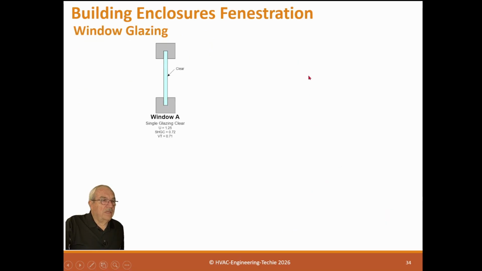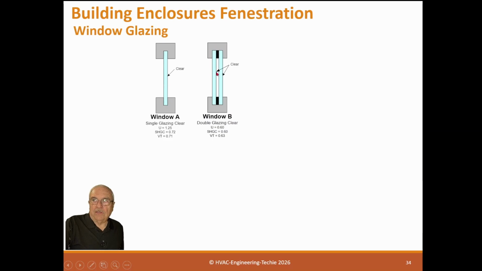So here's the different things available for glass. We have single pane glass, which is fairly normal. This comes up with a U factor of 1.25 for 3/8 standard glass, which is not good at all, actually. It has an SHGC of 0.72 and a VT of 0.71.